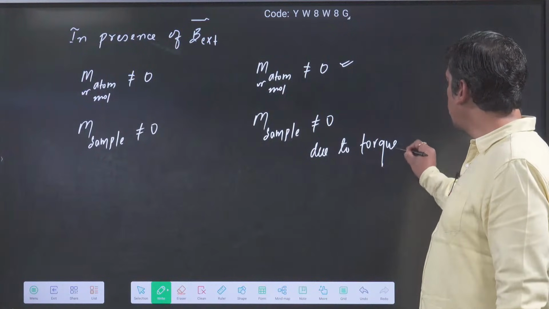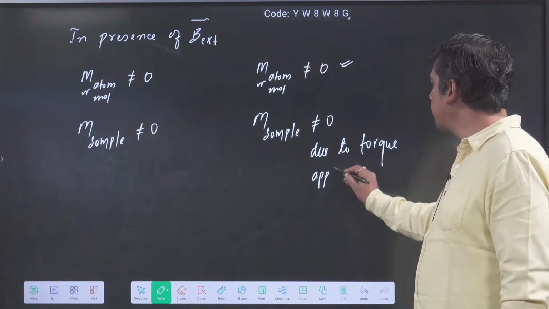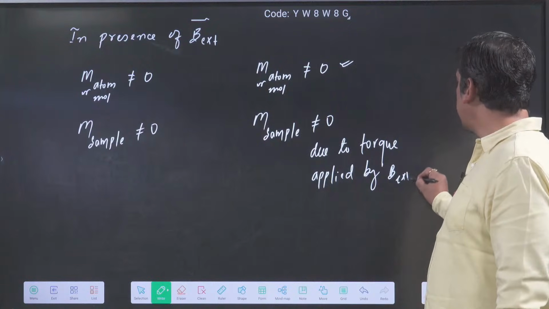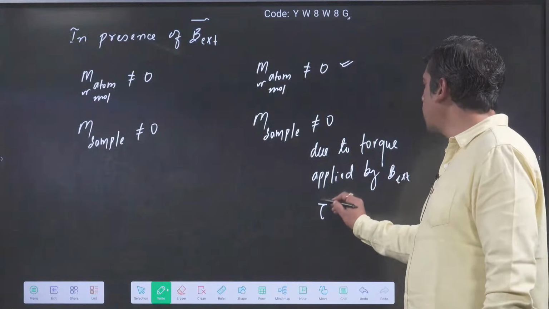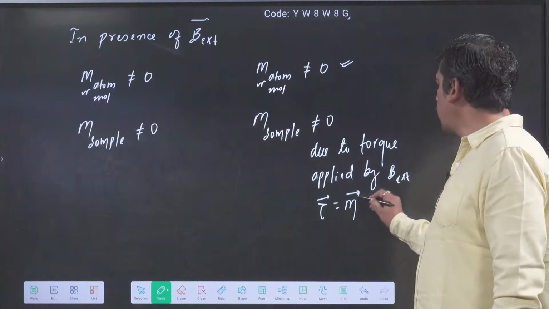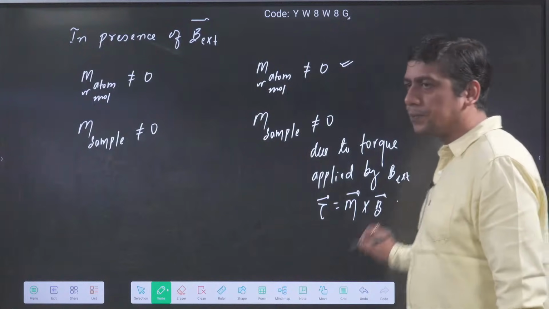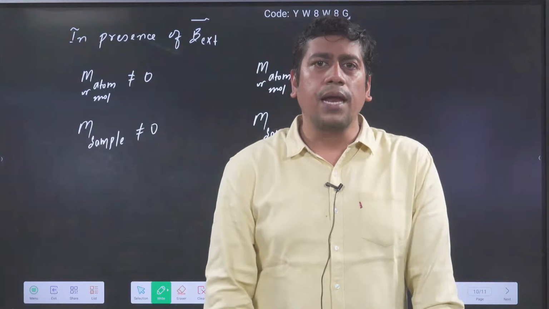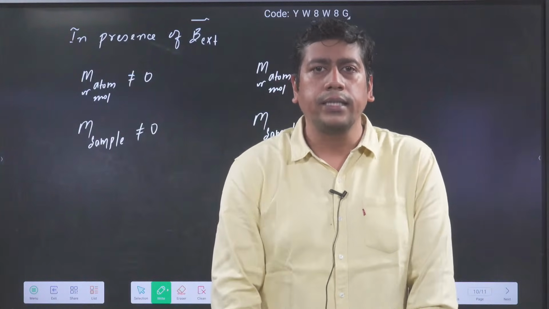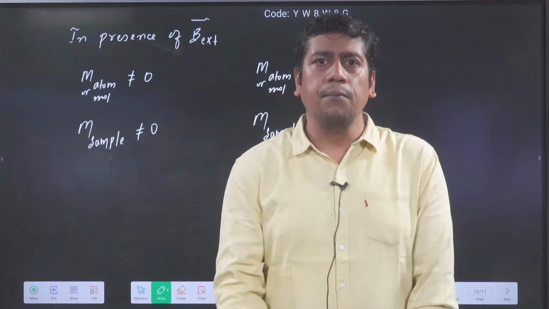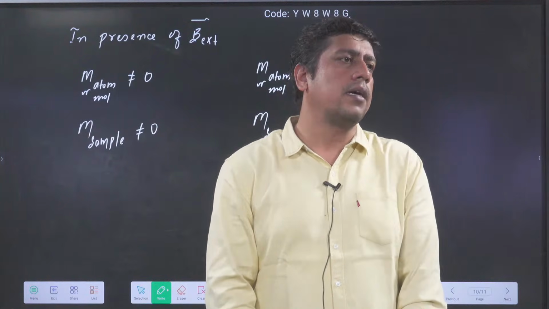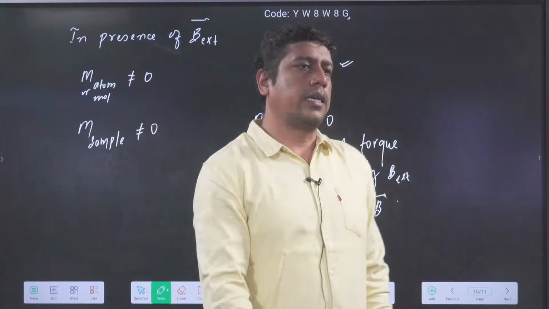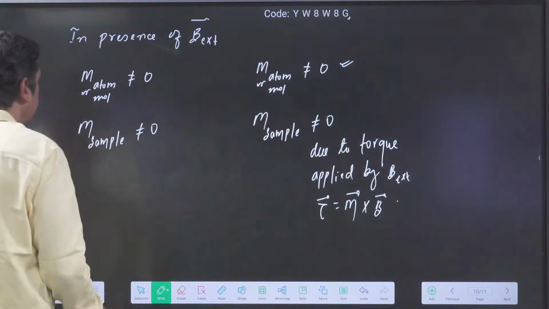Due to torque applied by the external magnetic field. According to the formula, torque equals M cross B. Although the alignment will not be perfect, there will be some alignment, there will be some randomness. If you want to get more alignment, then you have to increase the magnetic field or decrease the temperature. Increase the magnetic field or decrease the temperature.